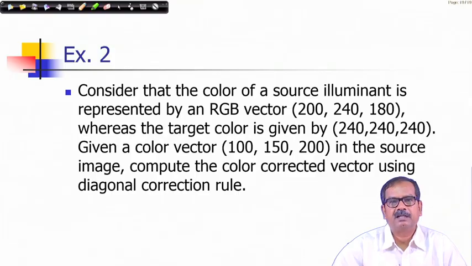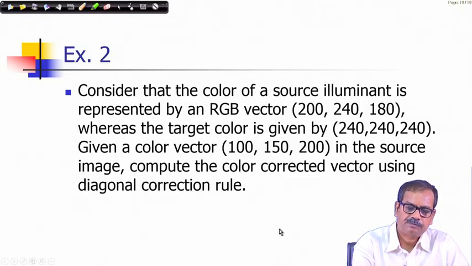Consider that the color of a source illuminant is represented by an RGB vector 200, 240, 180, which means 200 is the red component, 240 is the green component, and 180 is the blue component. Whereas, the target color is given by 240, 240, 240. As you can see in this example, it is trying to get a white illuminant with this combination as the target. Given a color vector 100, 150, 200 in the source image, compute the color corrected vector using the diagonal correction rule. So, this is the problem statement.